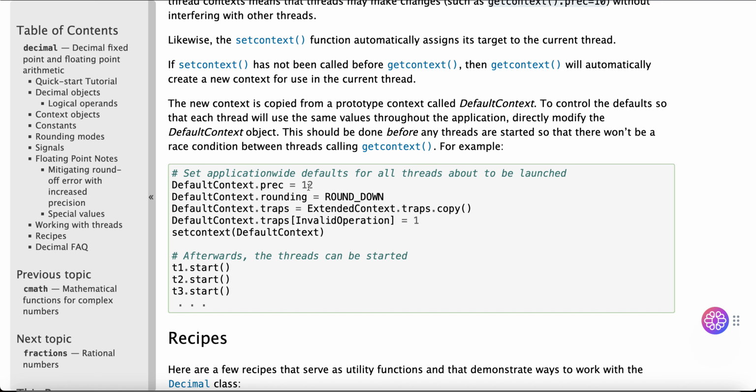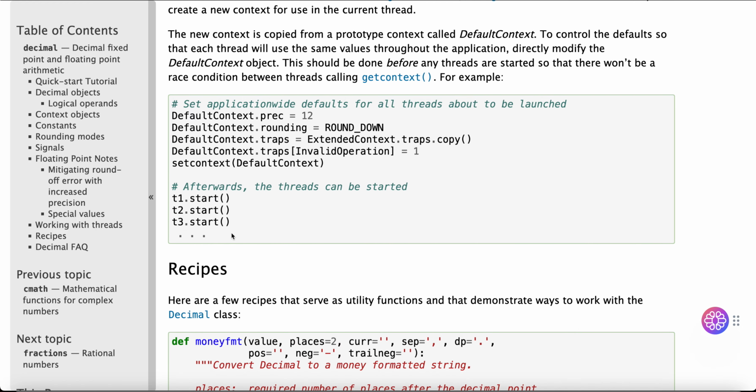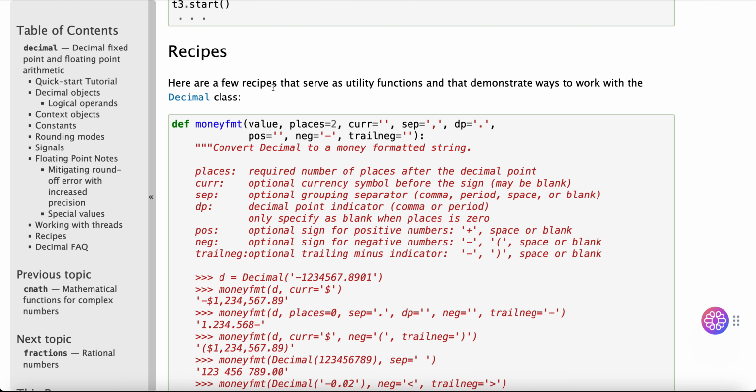DefaultContext.prec = 12. DefaultContext.rounding = ROUND_DOWN. DefaultContext.traps = ExtendedContext.traps.copy(). DefaultContext.traps[InvalidOperation] = 1. setcontext(DefaultContext). Afterwards, the threads can be started: t1.start(), t2.start(), t3.start(). Recipes. Here are a few recipes that serve as utility functions and that demonstrate ways to work with the Decimal class.